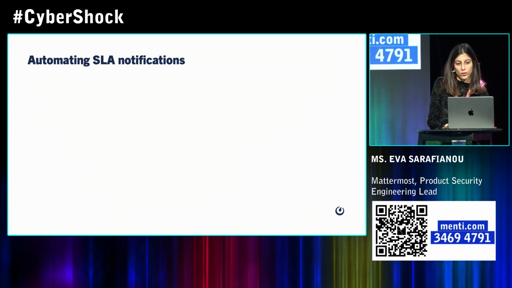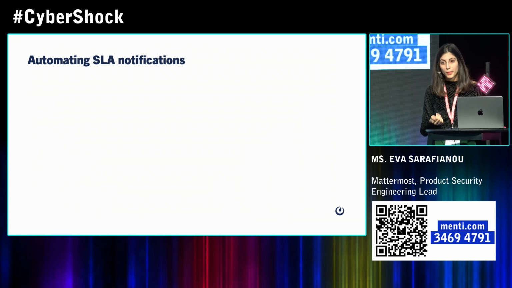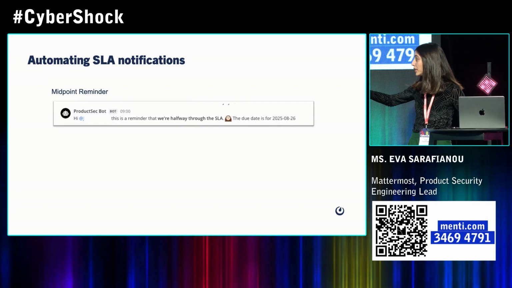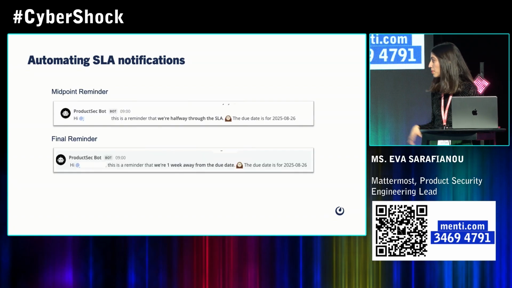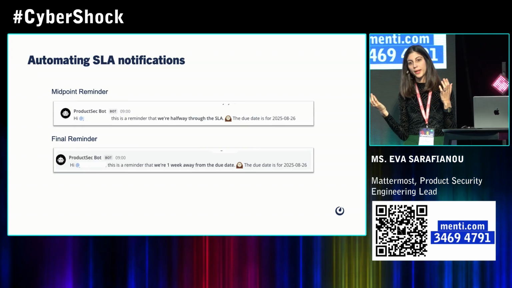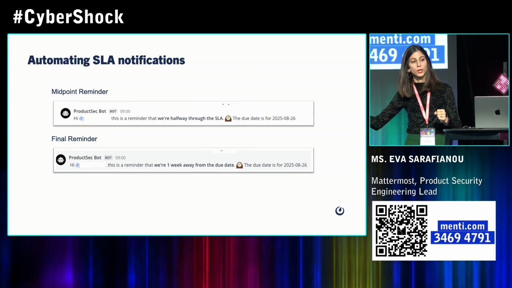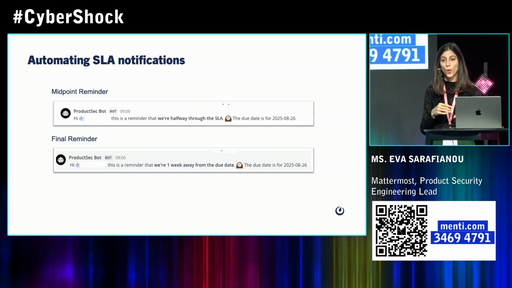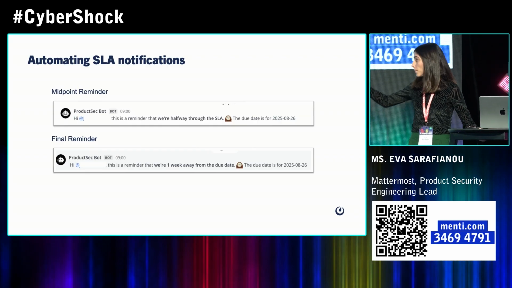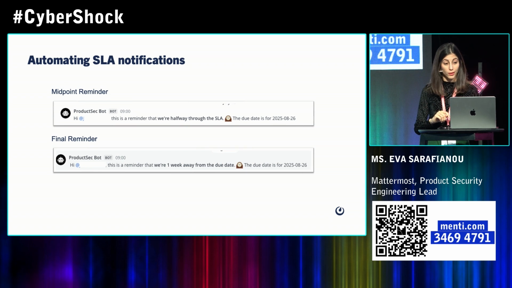Another piece of automation, and again it goes back to people liking bots and not humans, is automating SLA notifications. So we have a midpoint reminder and a final reminder 1 week prior to the due date. And what the automation does is we can map between the team responsible for the fix and their engineering manager, so we can notify them with SLA reminders, both at the midpoint and when the clock is ticking for the final due date.